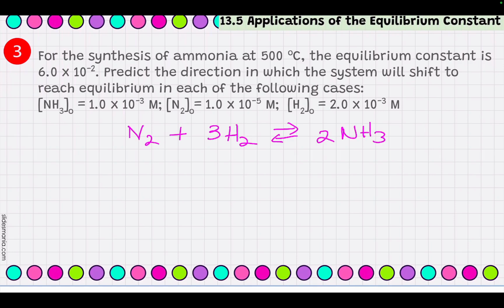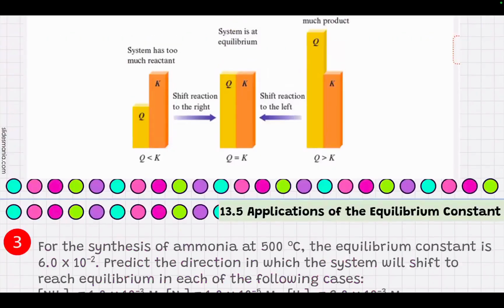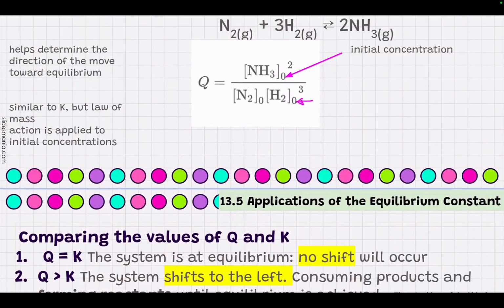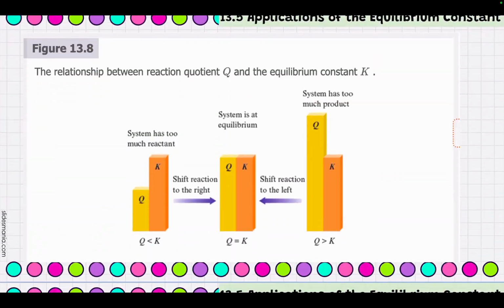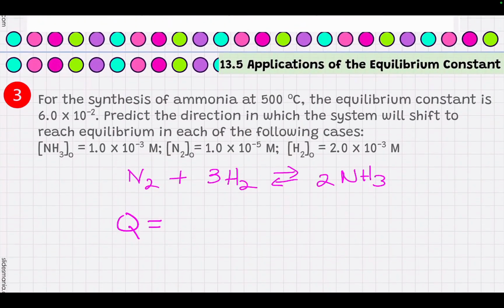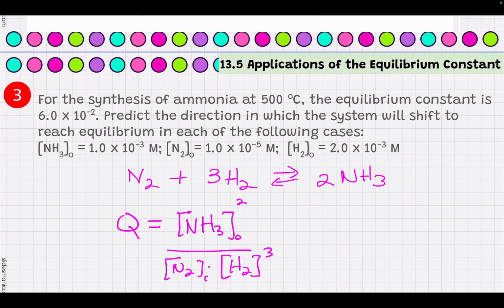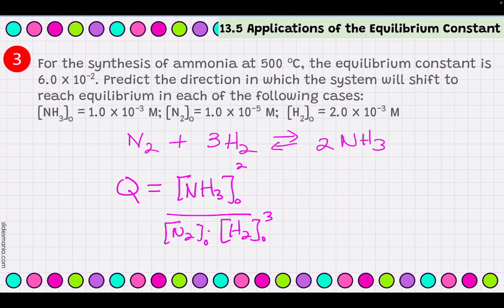So if I were to write the reaction quotient, Q, it's going to equal the initial molarity of the ammonia squared over the molarity of the nitrogen times the molarity of the hydrogen cubed. These are all initial. You don't have to put the zero or the sub naught there if you don't want to. So then let's plug in.